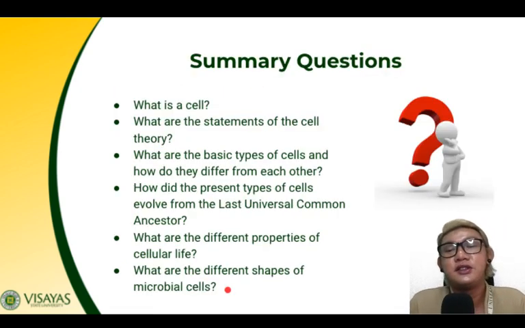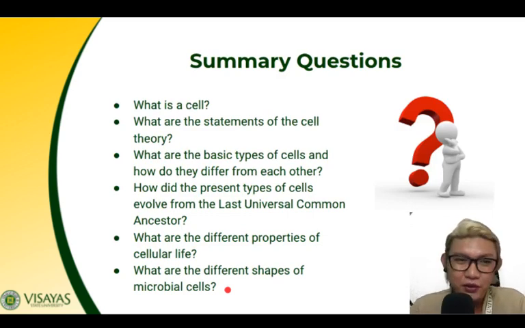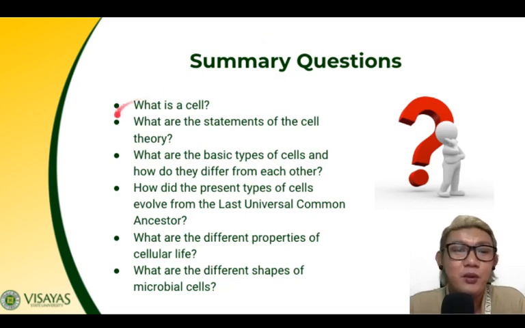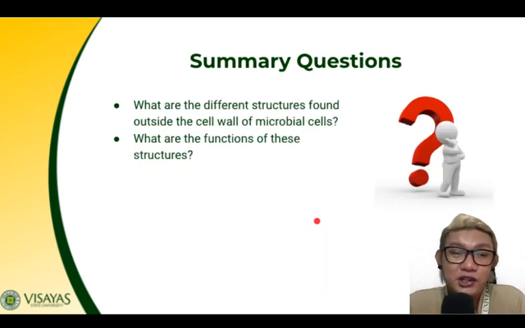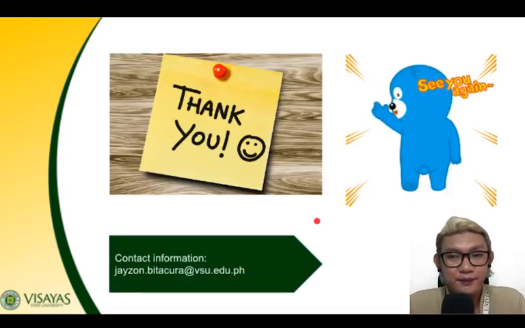Okay, so to summarize our lesson for today, now you must be able to answer the following review questions. What is a cell? What are the statements of the cell theory? What are the basic types of cells and how do they differ from each other? How did the present types of cells evolve from the last universal common ancestor? What are the different properties of cellular life? What are the different shapes of microbial cells? What are the different structures found inside a cell and the cell wall of microbial cells? What are the functions of these structures?